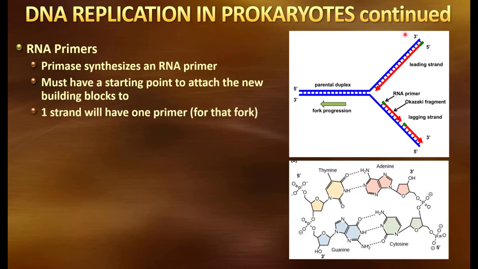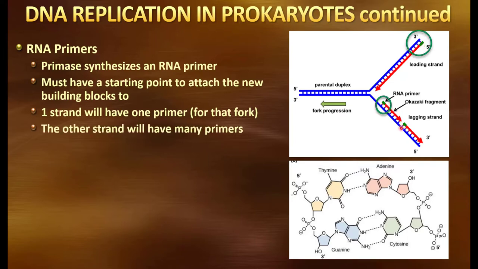Now, one of our strands has one primer for this particular fork. Ignore the other fork for now. For this fork, we have one primer up here. Now down here on this strand, we have many primers. This one is showing 2.